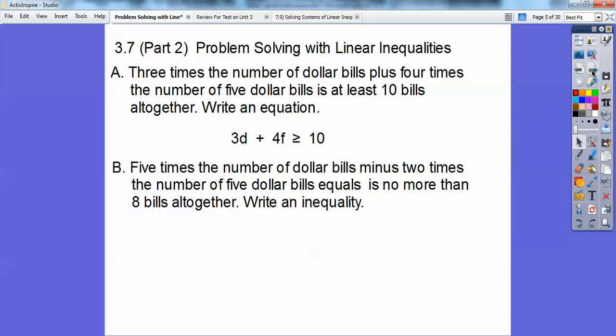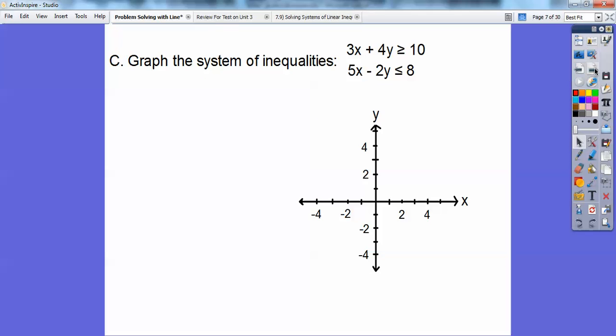5 times the number of dollar bills minus 2 times the number of $5 bills is no more than 8 bills, so that would be less than or equal to 8. Then you're going to combine these two, and we're going to graph that system.